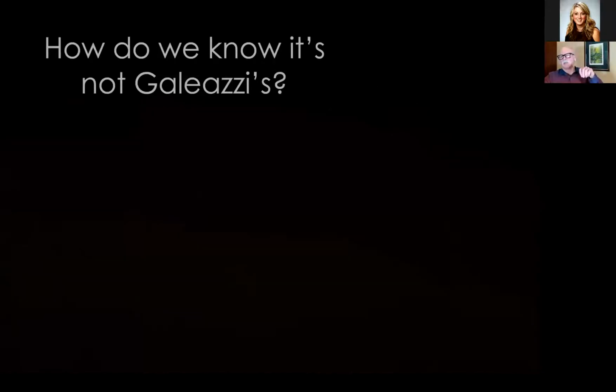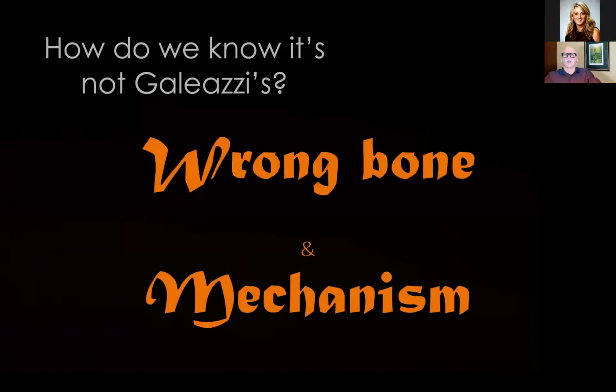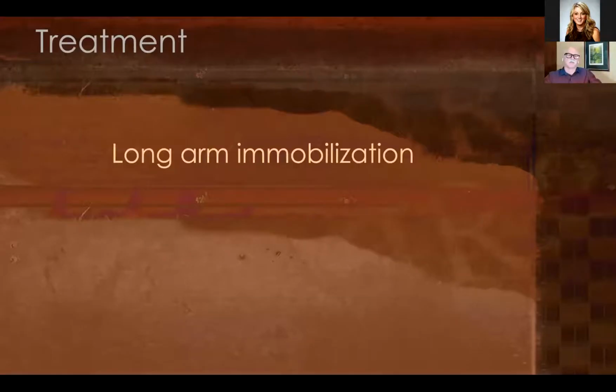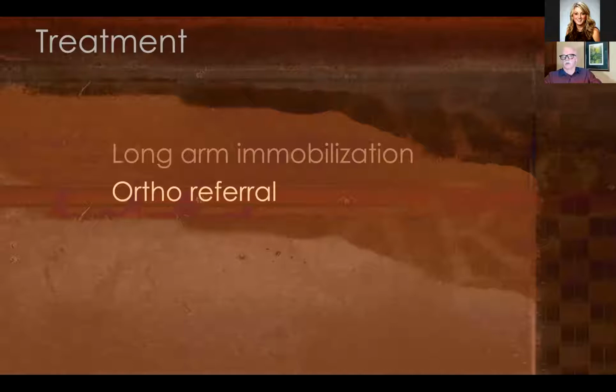You know, when you look at that, you might say, well, why isn't that a Galeazzi fracture? Well, two things. One, it's the ulna, so it's the wrong bone. Galeazzi is the radius, and the mechanism is all wrong. The Galeazzi is a FOOSH injury, and the nightstick is a direct blow. So it doesn't match. So knowing the mechanism is very important when you talk orthopedics. Treatment for these is long arm immobilization and refer to ortho.